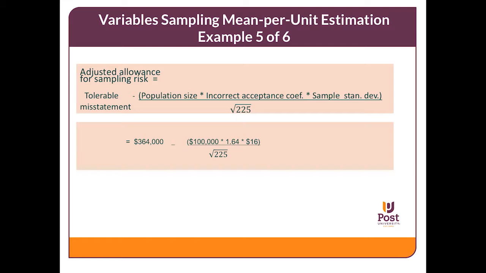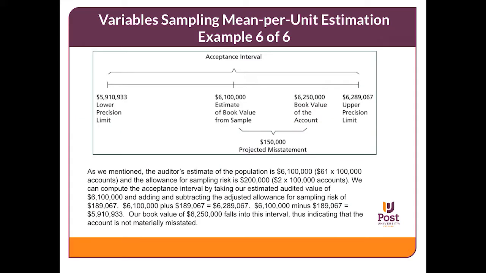$364,000 minus $100,000 times 1.64 times 16 divided by the square root of 225 equals $189,067. As we mentioned, the auditor's estimate of the population is $6,100,000, $61 times 100,000 accounts. And the allowance for sampling risk is $200,000, $2 times 100,000 accounts.